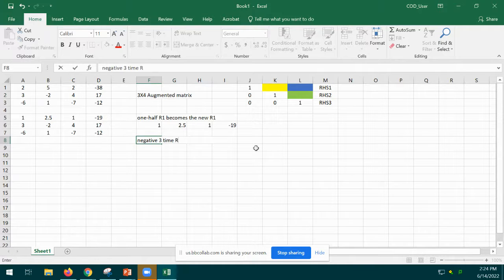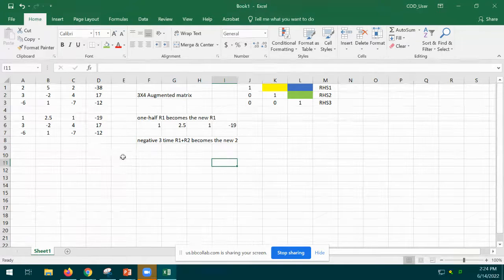times row 1 plus row 2 becomes the new row 2. And by the way, we talked about a theorem that these elementary row operations do not change the values that work in the system. We didn't prove that, but this is the new row 2. Okay, so let's just do that.